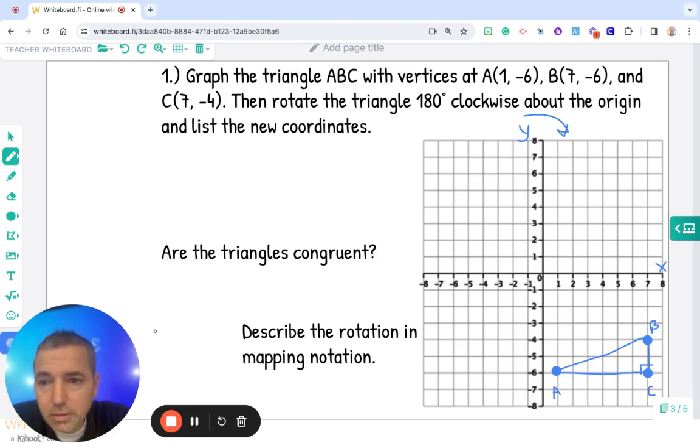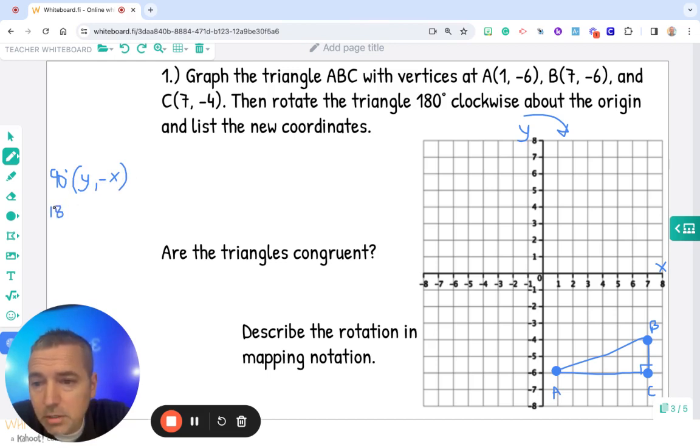So for 90 degrees, I'm going to write it off to the side here. 90 degrees, the y and the x change positions, and the x changes signs. So the mapping notation is (y, -x). The x and the y change positions, they swap, and the x value changes signs, right?